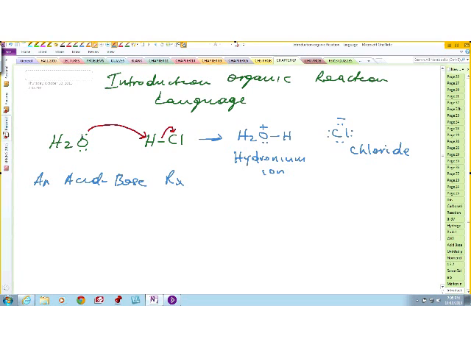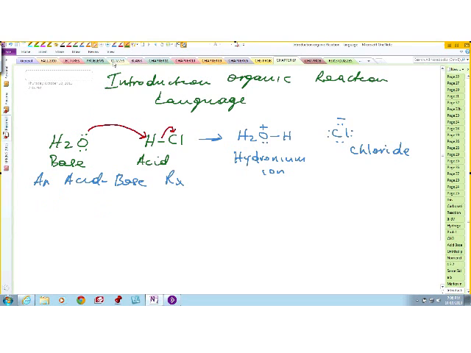In which the water through the oxygen atom is acting as a base, and the hydrogen chloride is acting as an acid. Because if we go by the Brønsted definition, a base is any species that accepts a proton, and that is what this oxygen is doing. And an acid is any species that donates a proton, and that is what the hydrogen chloride is doing.